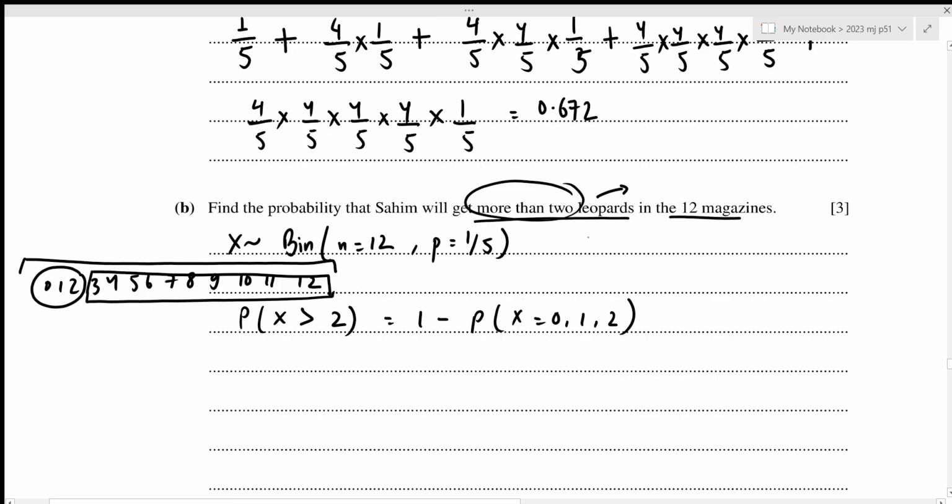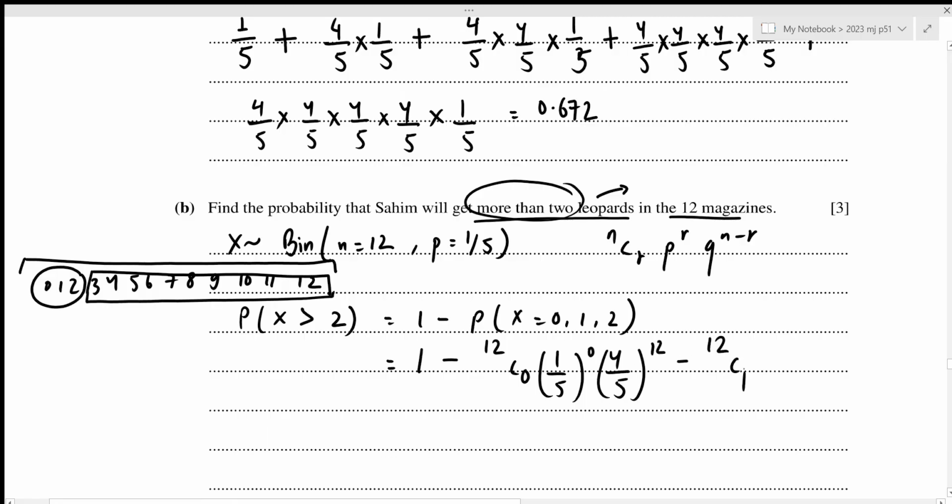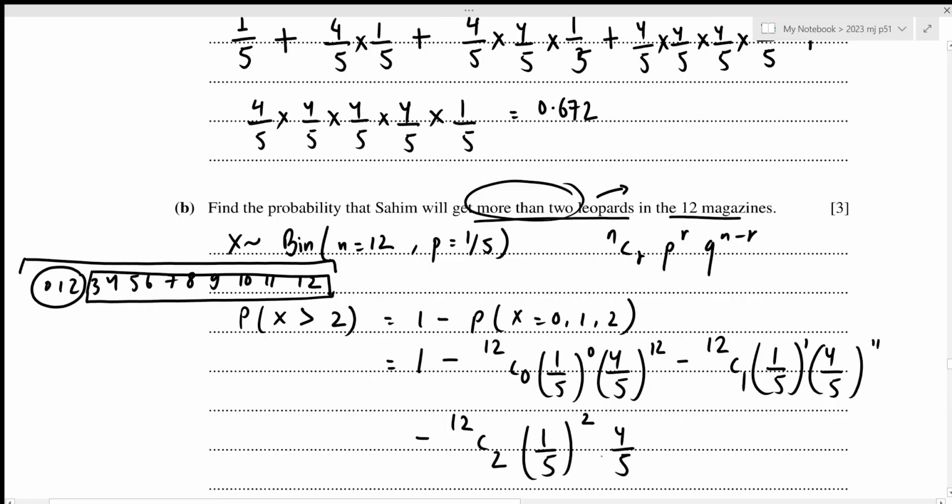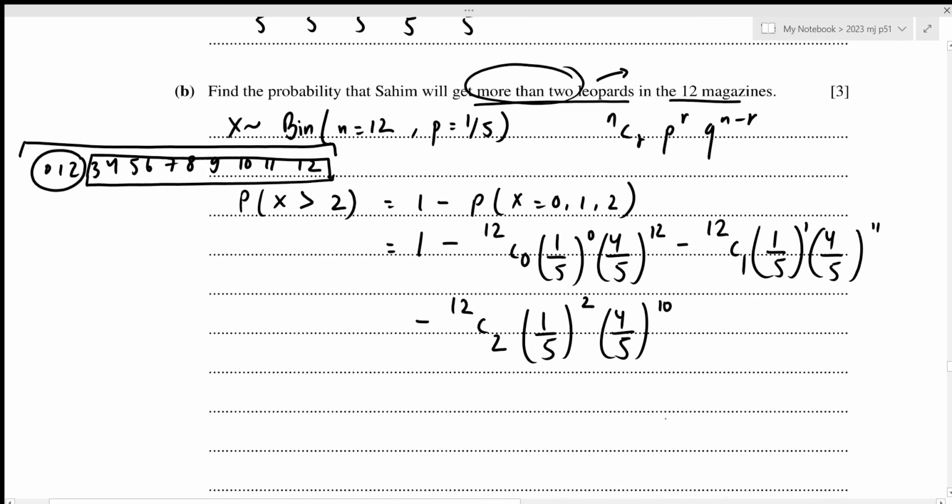So 1 minus probability of x equals 0, 1, 2. And again, remember the formula for our binomial distribution is nCr p^r q^(n-r). Let's utilize that formula. For x equals 0, we have 12C0, 1 by 5 to the power 0, 4 by 5 to the power 12. For x equals 1, 12C1 multiplied by 1 by 5 to the power 1, 4 by 5 to the power 11. For x equals 2, 12C2 multiplied by 1 by 5 to the power 2, 4 by 5 to the power 10. And this gives the required probability to be 0.442. That's all for this part.